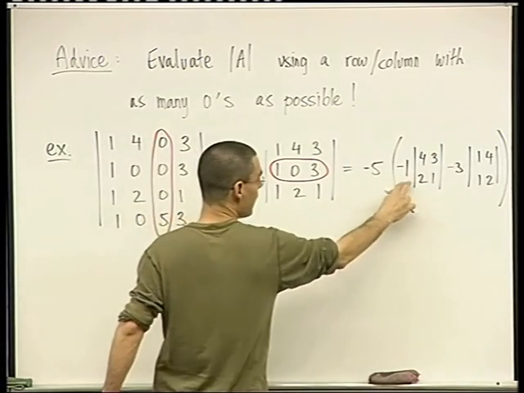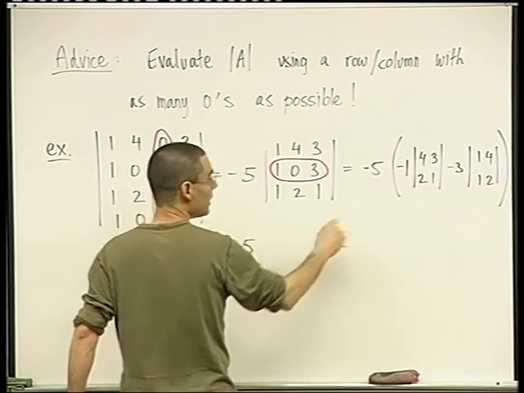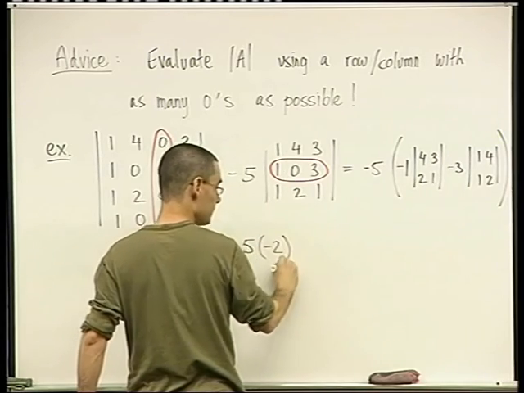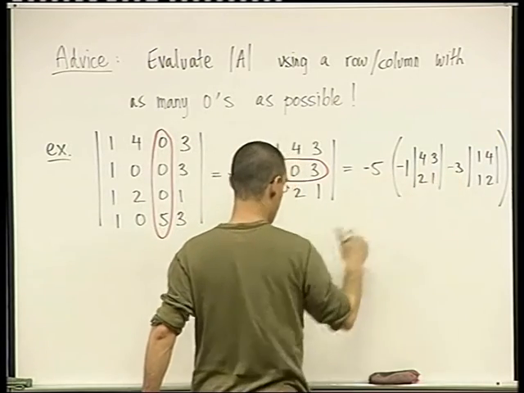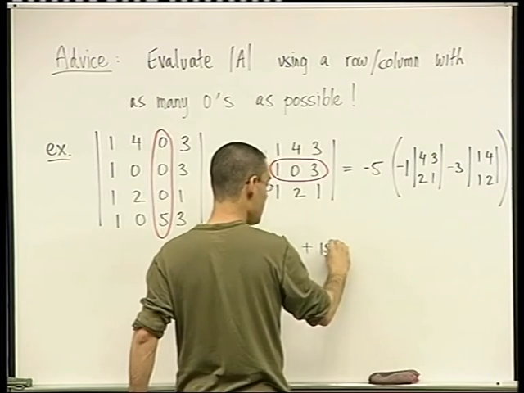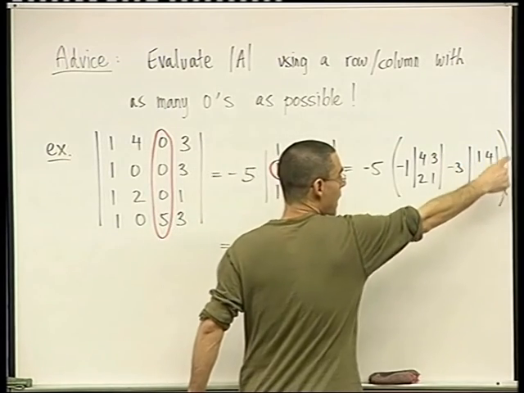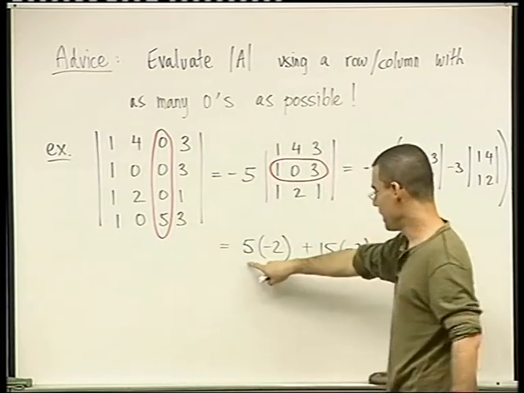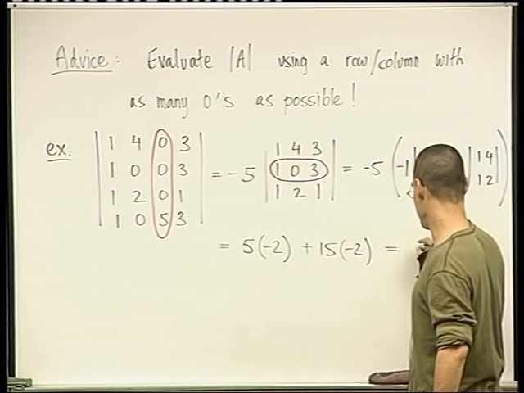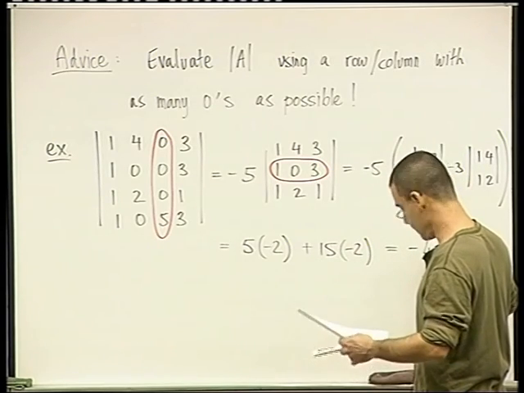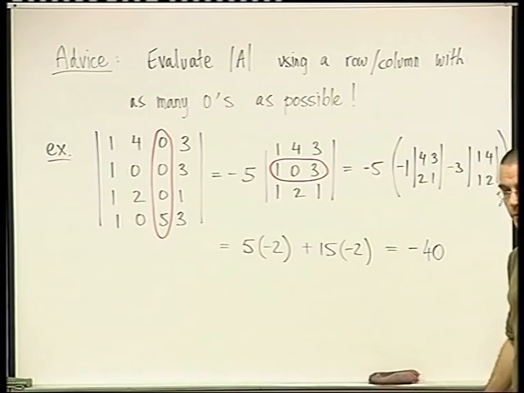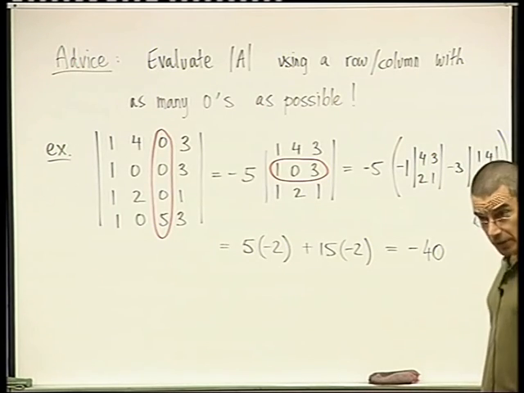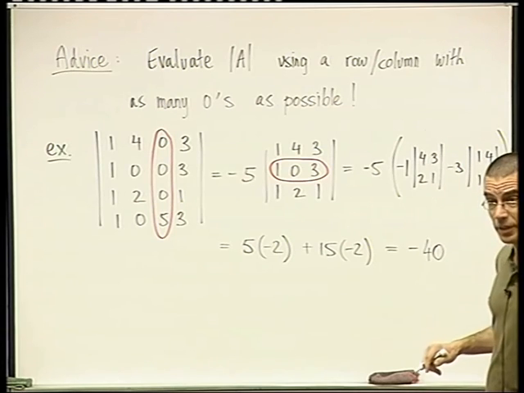So I have negative 5 times negative 1 is 5 times 4 minus 6 times negative 2. Negative 5 times negative 3 is plus 15 times 2 minus 4, negative 2. So I have minus 10, minus 30, I get minus 40. Yes. My paper says it's correct. Clear? Okay, so is the advice clear?